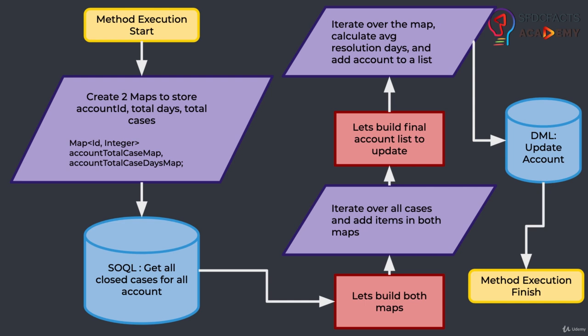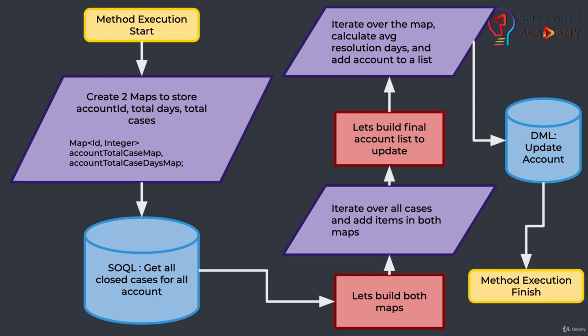So we will be iterating over the result of this SOQL query, and then we will be adding the unique account ID in the map along with total number of cases and total number of days. So in this loop we will be building our maps. Once our maps are ready, then we are going to iterate over these maps to build a final list of account records using the account ID from these maps. And in the end, we are going to update that final list of records. And this is when our method execution will finish.